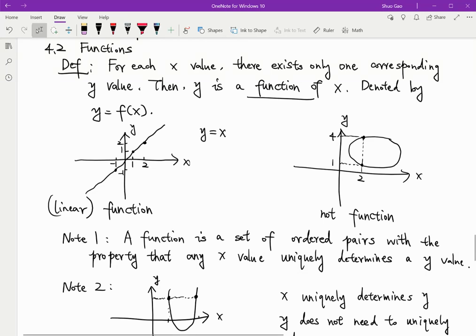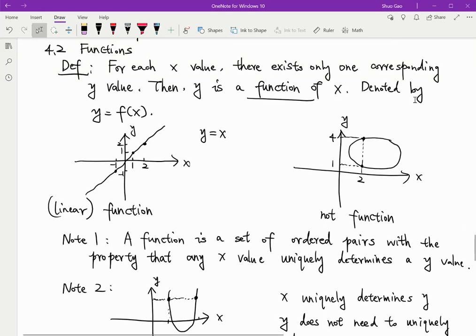Okay, let's continue. So functions. For each x value, there exists only one corresponding y value. So y is a function of x, denoted by y equals f(x), right? So f here means a function of x. Just a notation here. We don't have a specific form of function, so f here just means a general function of x.